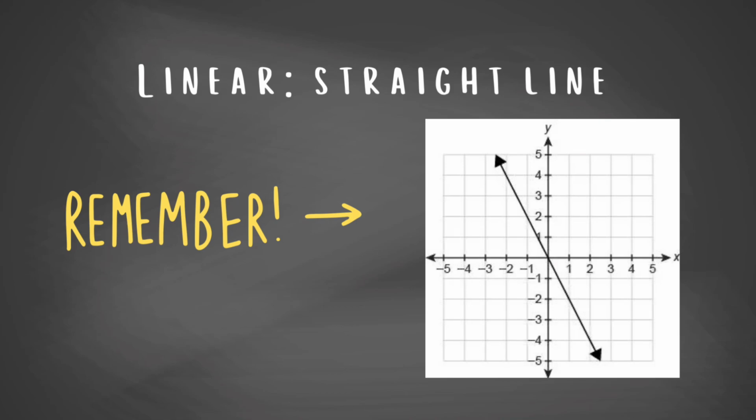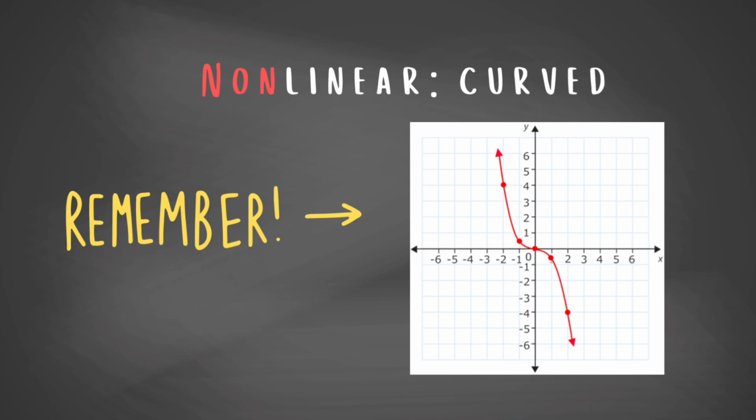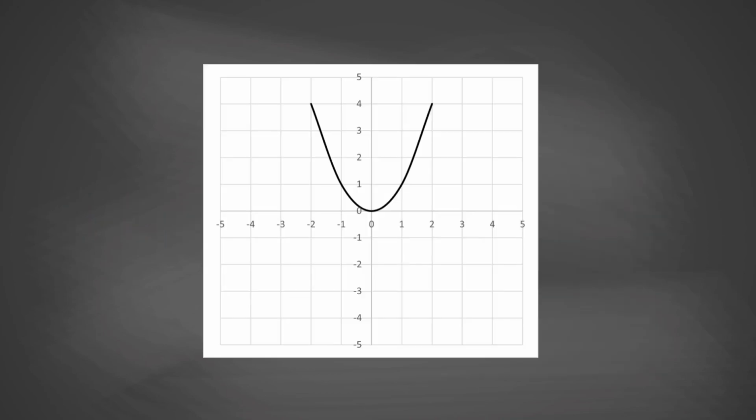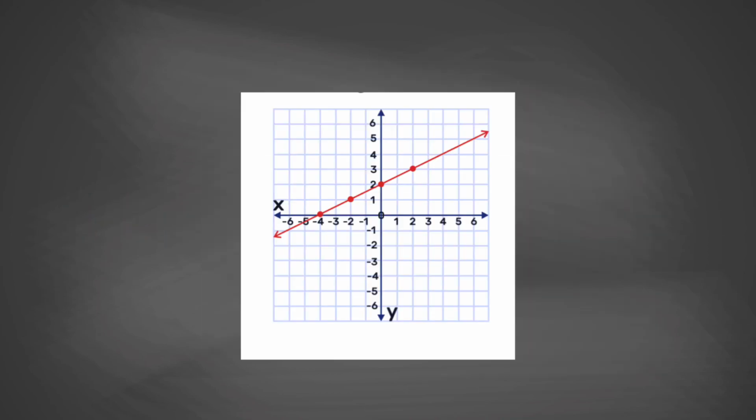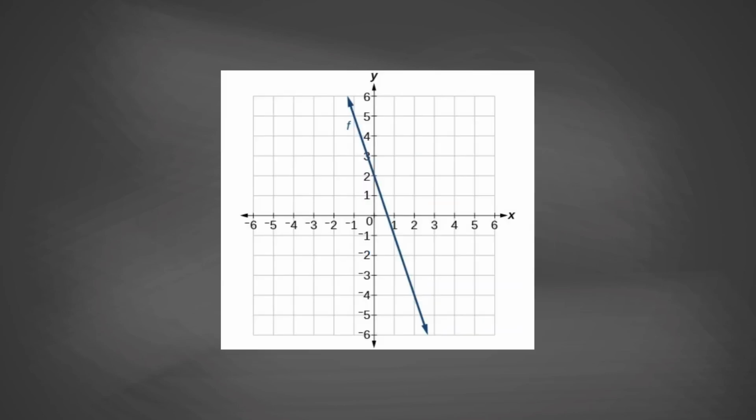M is the slope, b is the y-intercept. Remember, linear means straight line. Nonlinear means the line has some sort of curve to it. It is not completely straight. It bends in some way. Not linear, linear, nonlinear, nonlinear, linear.